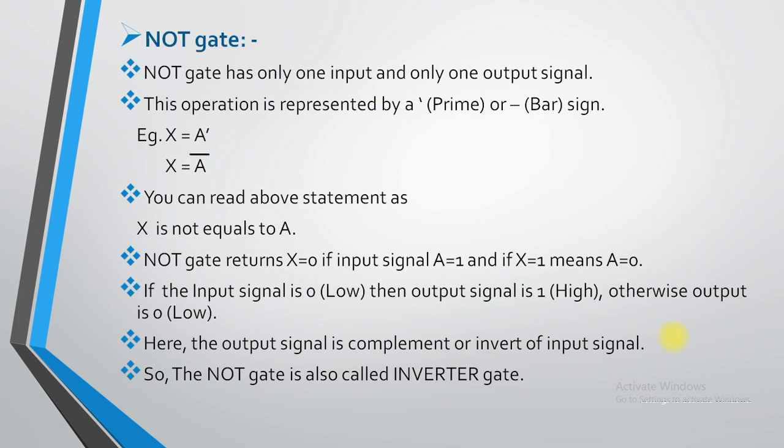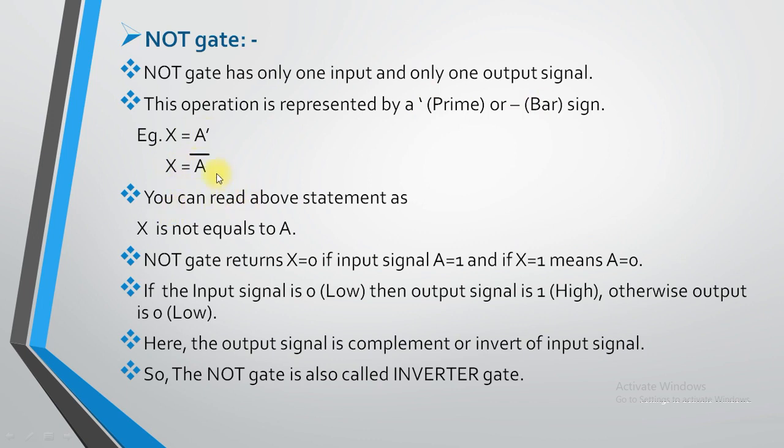The third basic gate is called the NOT gate. NOT means reverse or invert, right? So the NOT gate contains only one input signal and only one output signal. Whenever you draw a NOT gate, there is only one input and one output. Now, the sign used for representing the NOT gate is prime. Prime means dash or bar sign. So that can be written as x equals a dash or x equals a bar.